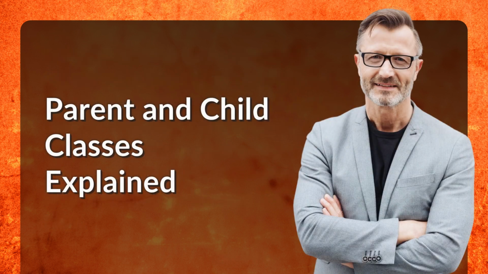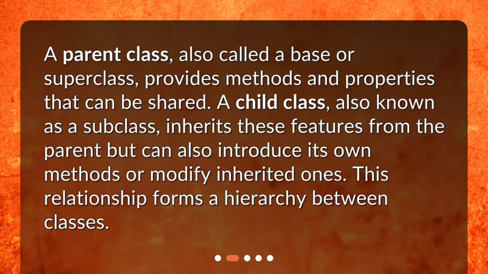Parent and child classes explained. A parent class, also called a base or superclass, provides methods and properties that can be shared. A child class, also known as a subclass, inherits these features from the parent, but can also introduce its own methods or modify inherited ones. This relationship forms a hierarchy between classes.